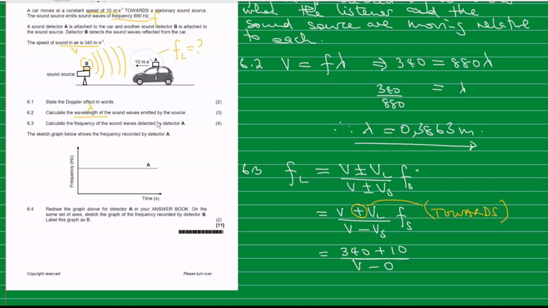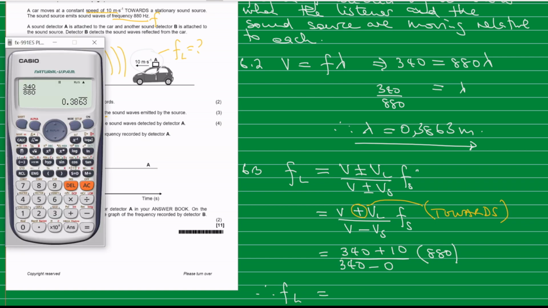So let us substitute there. That will be 340. And then all that we multiply by the frequency that is emitted by the source. Our frequency emitted is 880, so we multiply that by 880. The answer therefore, our FL, the frequency detected by the listener, which is detector A, is going to be that.